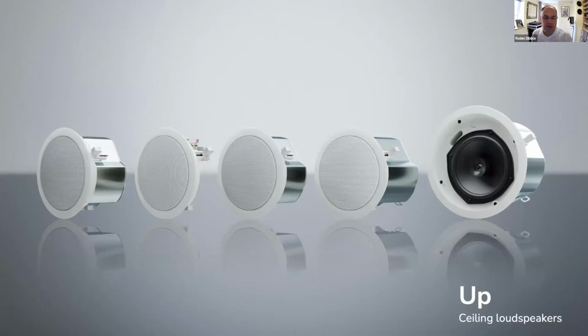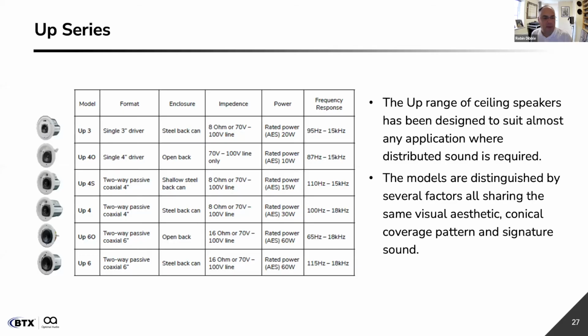So we have the UP series of ceiling loudspeakers. There's one for pretty much every application, from a single 4-inch open back device, which runs just a 100-volt line, or a whole series of products from a full range 3-inch through 2 4-inch coaxes and 2 6-inch coaxes of different form factors, all of which are selectable between 100-volt line, 70-volt line, 8 or 16 ohms in the case of the 6-inch versions.